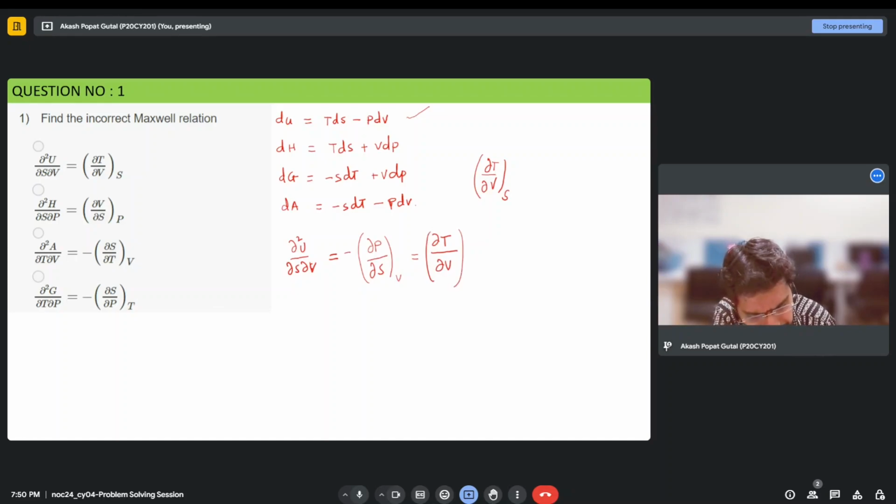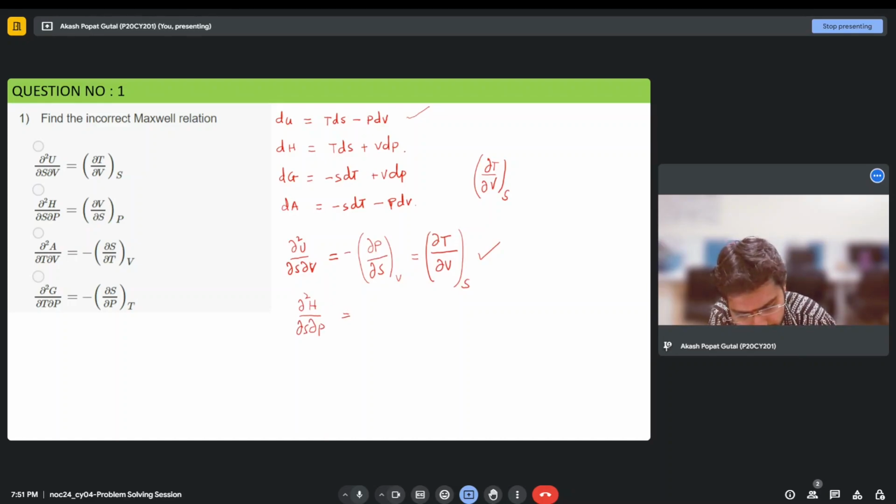How do we determine the constant? It is just the opposite of the left-hand side, which is S. And naturally here a negative sign is there, and we need to understand the relation between P and S. If they are inversely proportional, then this negative sign is right for the Maxwell's relation. And this is the correct relation. The first one is correct.